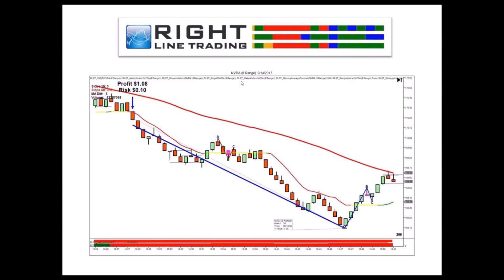Now here is Nvidia. The profit's $1.08 and the risk is only 10 cents. This is an 8-range candle. And as long as you've got dual reds, you can hold this short for the entire period of time. Now, you're not always going to see dual reds for this extended period of time. But when you do, price is going to follow.